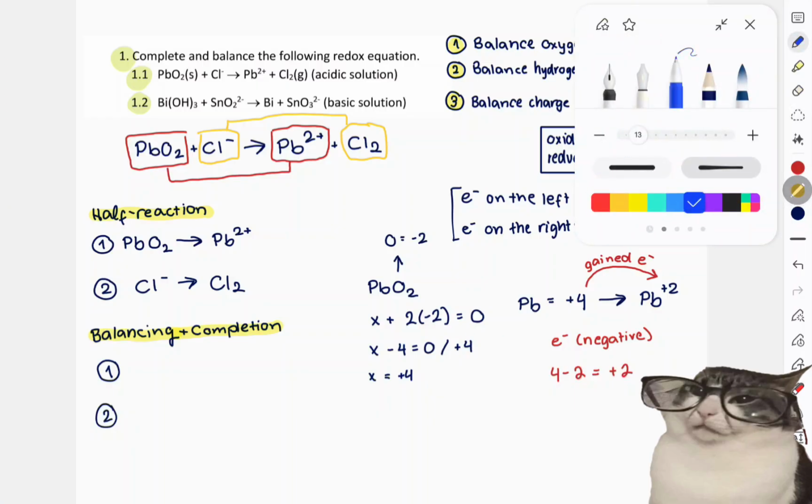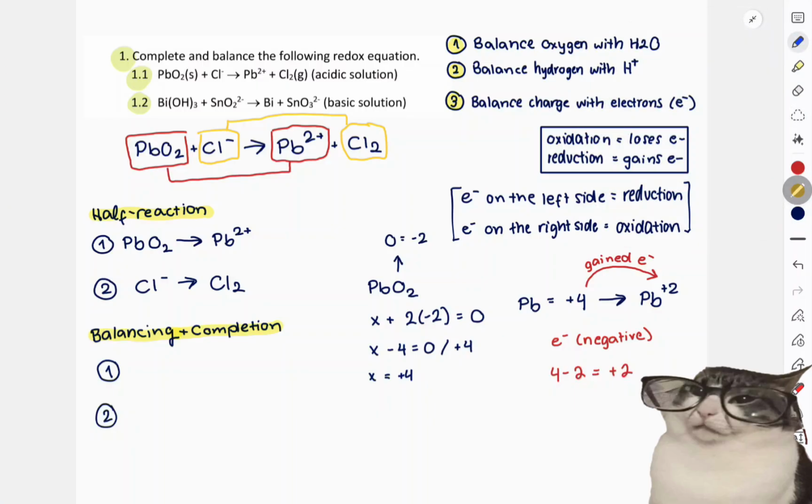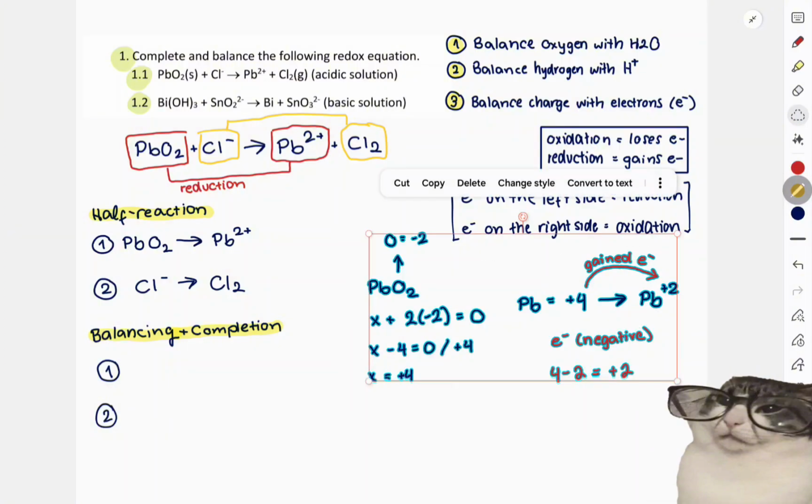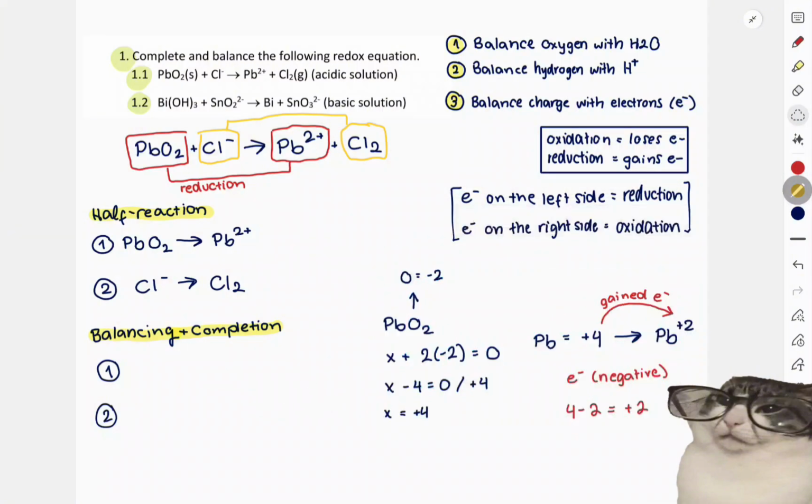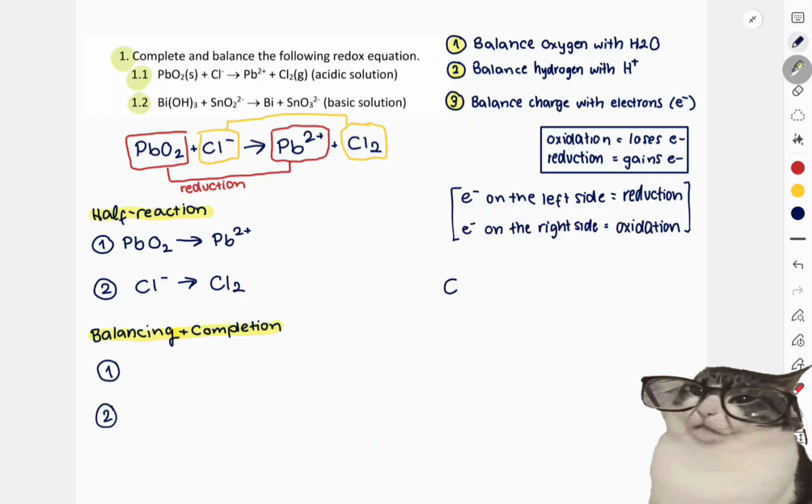And now remember that reduction happens when a chemical species gains electrons. So that automatically means that this half reaction is a reduction reaction, because lead oxide gains electrons during the reaction. Now this automatically means that the other half reaction is the oxidation reaction. But for demonstration purposes, I shall prove it to you that this is an oxidation reaction.